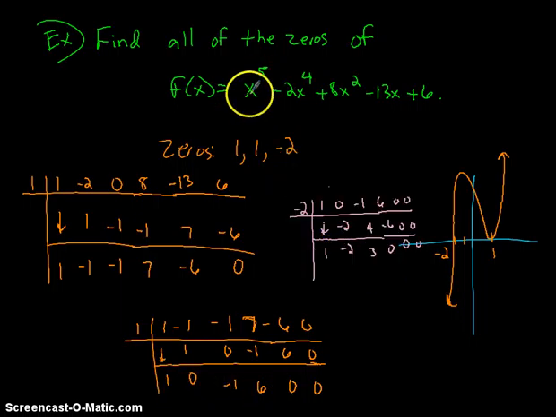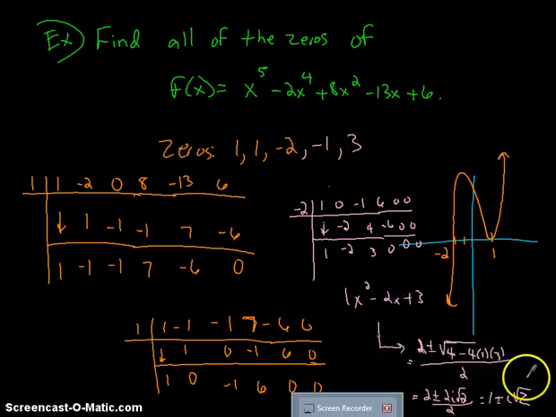I'll start off with x to the 5th. This one is x to the 4th. This one is x to the 3rd. That means this one is x squared. So it's 1x squared minus 2x plus 3. As you can see, this isn't factorable because you can't get 2 numbers multiplied together to be 3 and add to be negative 2. So you have to use the quadratic formula. And they're imaginary answers.